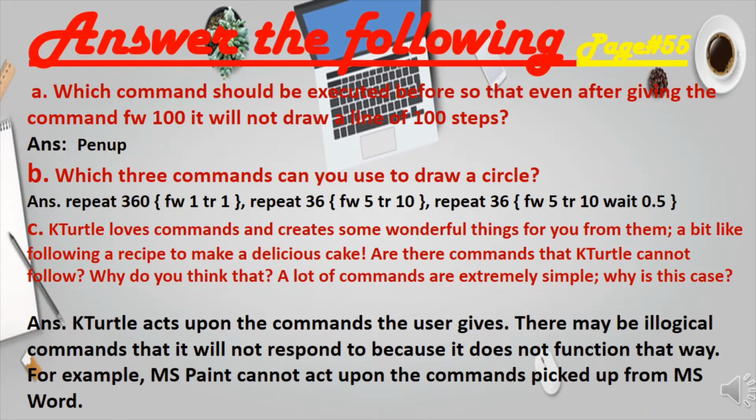Okay students, so let's start question answer. Question number A, they are asking which command should be executed before, so that even after giving the command forward 100 it will not draw the line. Definitely the answer should be pen up command, because even if we are giving forward command, turtle is moving but line is not there, so it means we give the command pen up.